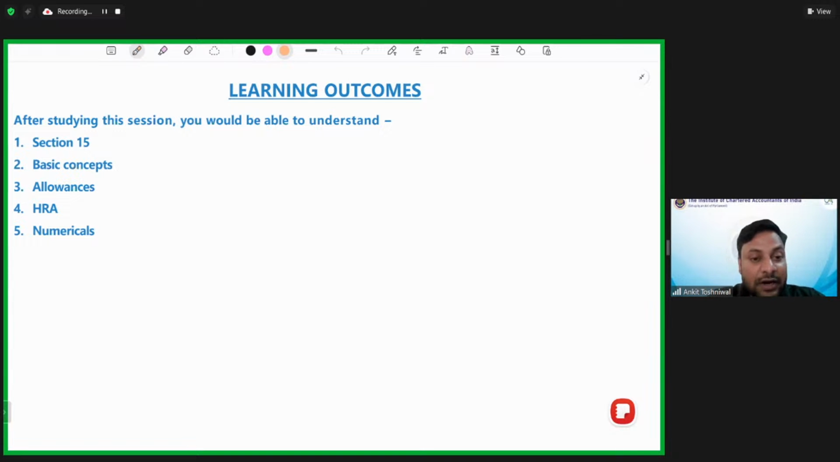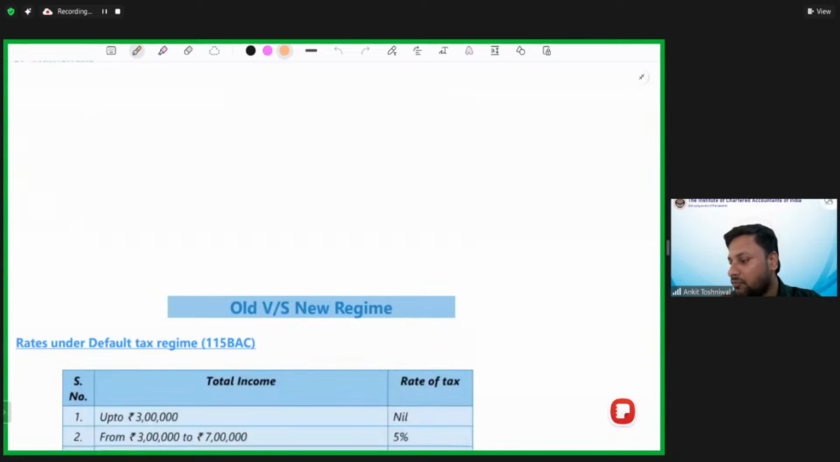So today we will be starting the heads of the income. Before starting the heads of the income under the Income Tax Act, first let me go through what we will study today. We will study Section 15, allowances, basic concepts of the salary head, HRA and some numericals. So these are the points that we will cover today in this session, right?